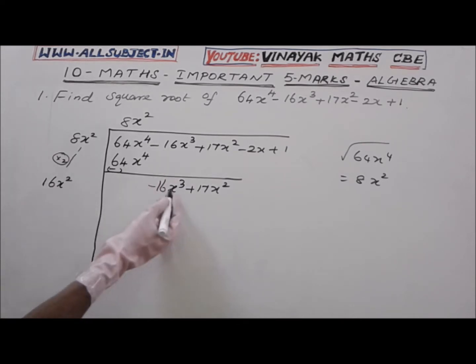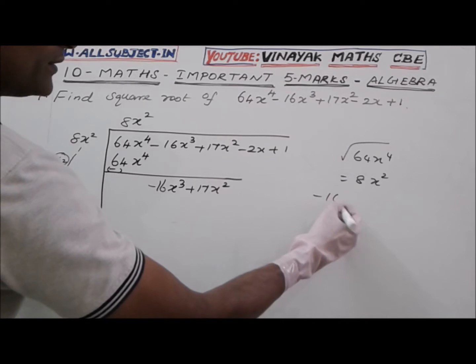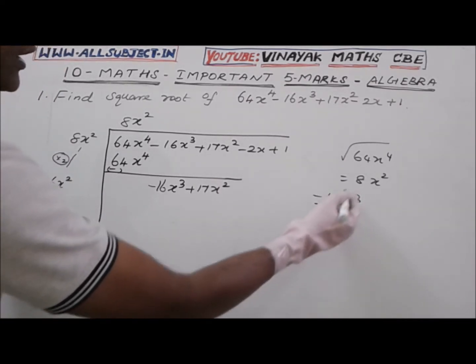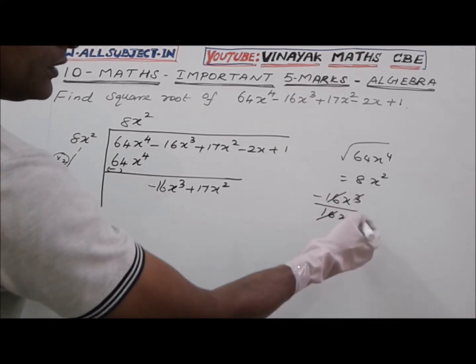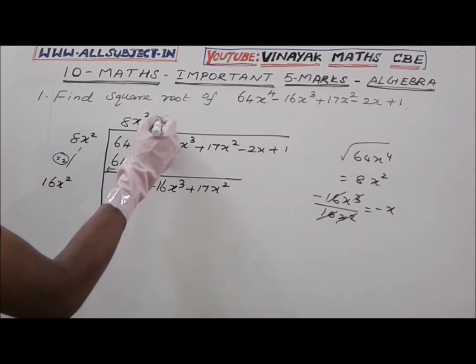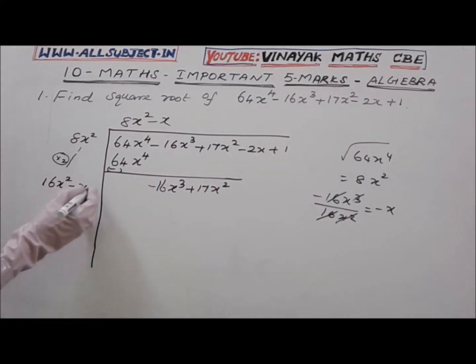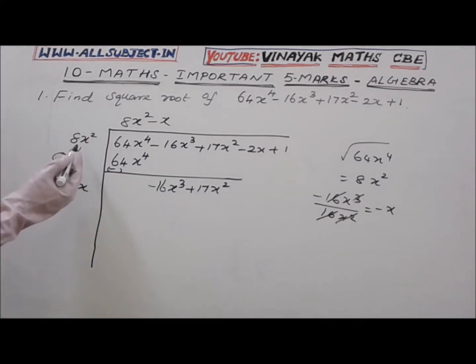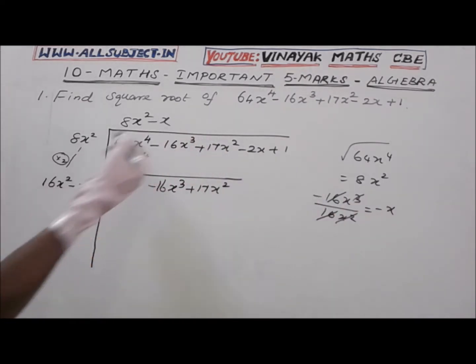Then divide the first term by the 16x square. Minus 16x cube divided by 16x square. Dividing, we have minus x. So add this minus x here and here. The next two terms are taken. Then multiply 8x square by 2, that is 16x square. Divide the first term by 16x square: minus 16x cube divided by 16x square equals minus x. Now adding this minus x here and here.